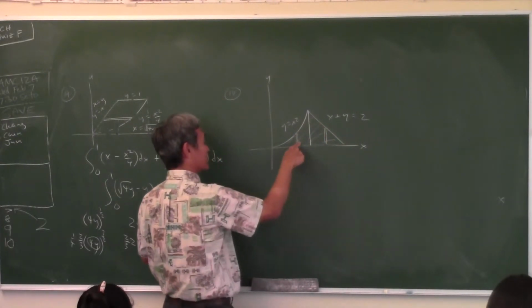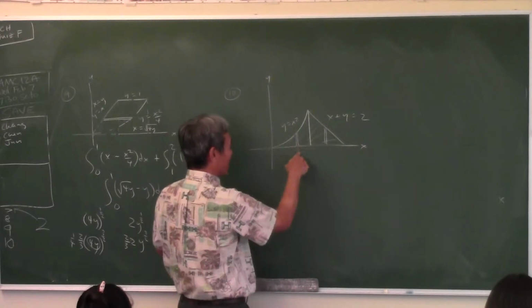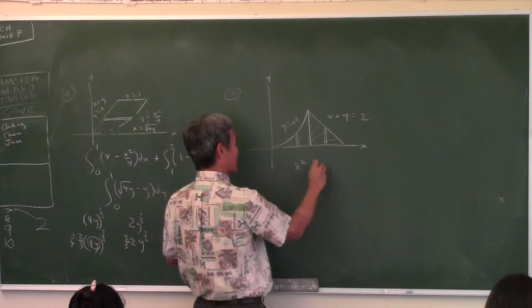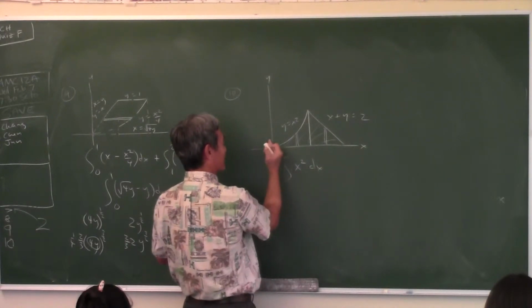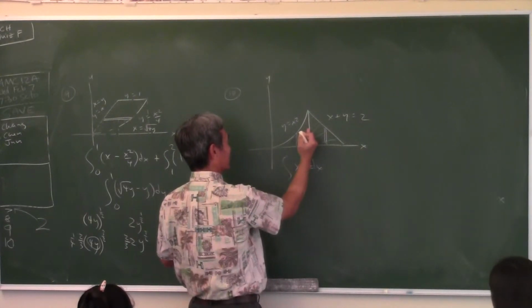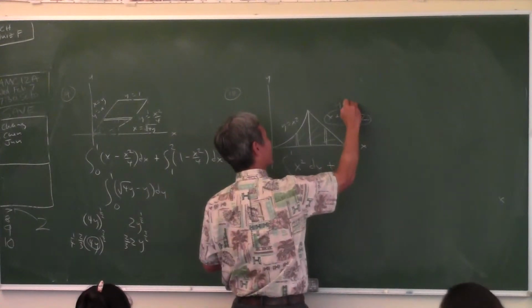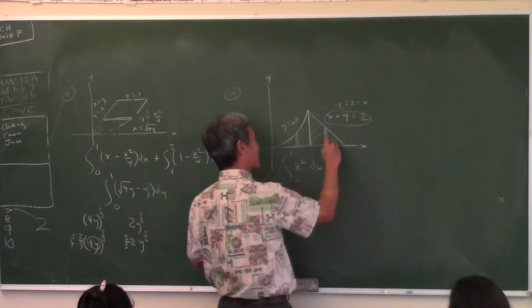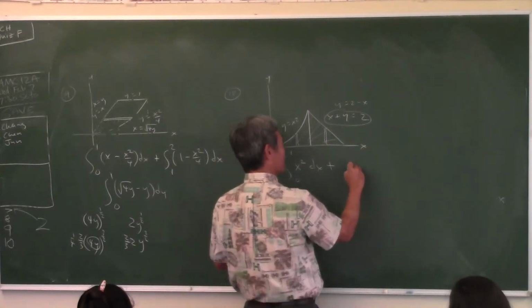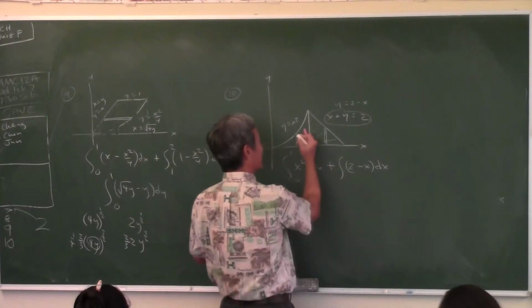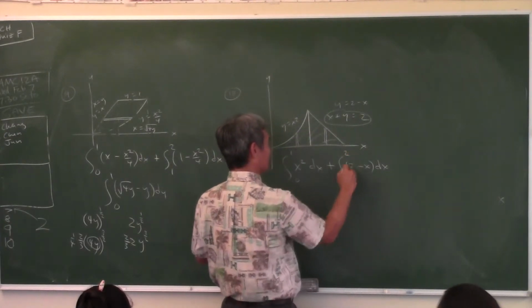So how do you find this integral here? Top minus bottom. Of course, the bottom is y equals 0, right? So x squared minus 0 multiplied by the width, add up all the rectangles from 0 to 1. And then this one, you need to solve for y. So y equals 2 minus x. So top minus bottom, the bottom is 0, of course. So 2 minus x minus 0 multiplied by the width, add it all up from 1 to 2.